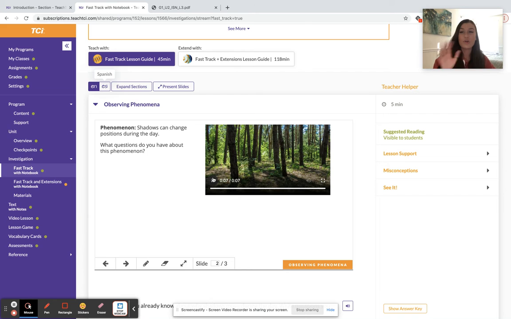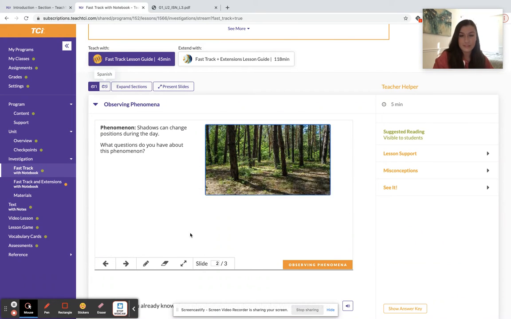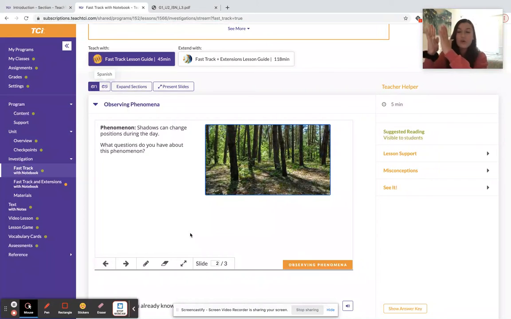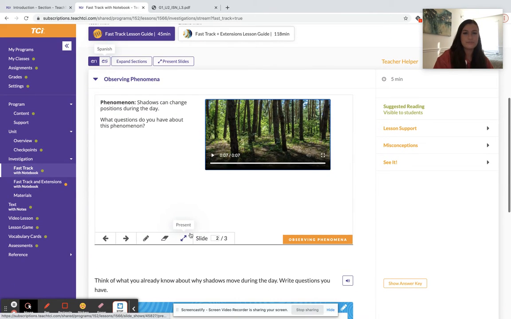So this video is going to go really fast because they took it over a long period of time and then zoomed it really fast so you can see over time that the shadows do move. Look at how fast this is going, but do you see all the shadows slowly moving? It looks like it's going from the left to the right all the way over. And it's going really fast because it was from a long period of time. So shadows can change positions during the day. That's interesting.